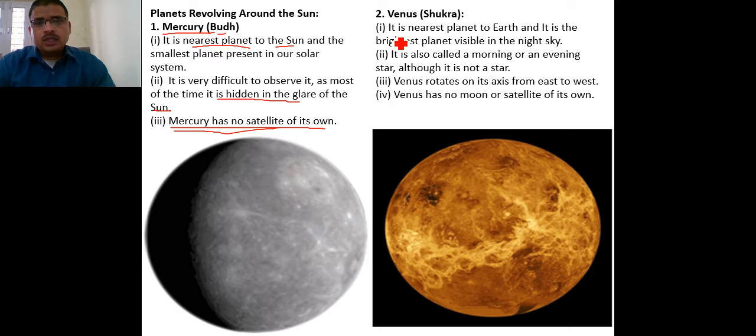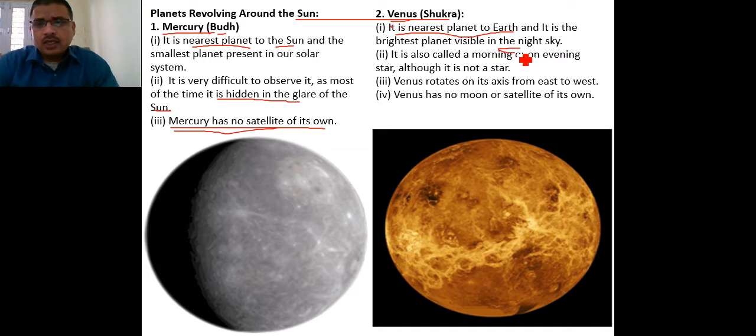Now, the second planet is known as Venus, and Venus in Hindi is called Sukra. It is the nearest planet to the Earth. That means Buddha is the nearest planet to the Sun, whereas Venus is the nearest planet to the Earth, and it is the brightest planet visible in the night sky.